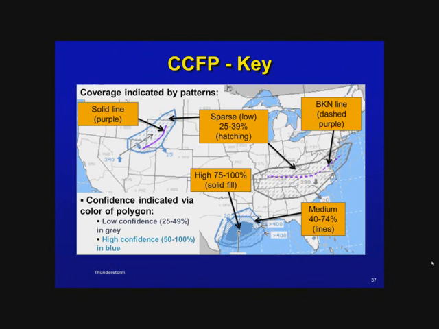Here's a key to the CCFP. It's important to remember the coverage is indicated by patterns, and the confidence levels are indicated via the color of a polygon, where low confidence is in gray and high confidence in the forecast is in blue.